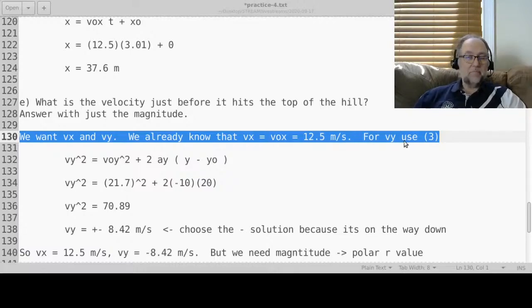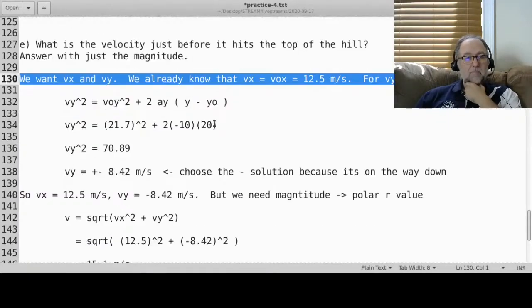You could probably use equation 2. No, you have to use equation 3. So we're going to use equation number 3 here. You've got vy squared is equal to v naught y squared plus 2ay times y minus y naught. There's vy squared, and that's unknown. V naught y we found to be 21.7. Ay was -10. Y was 20. Y naught was 0. Simplifying that, we get that vy squared is equal to 70.89.